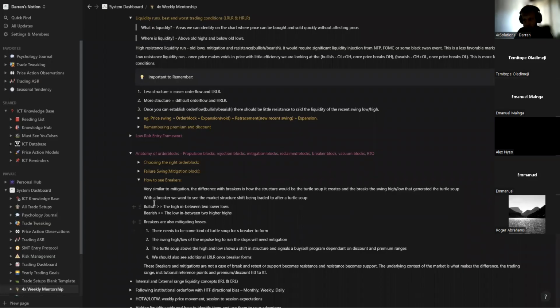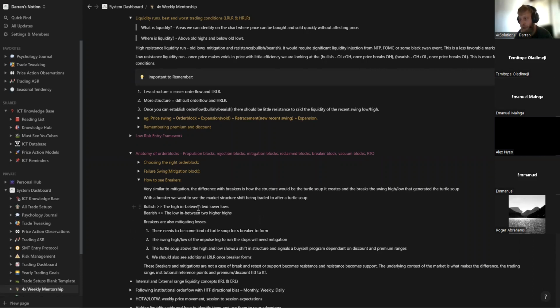So with a breaker, we want to see the market structure shift being traded into after a turtle soup. Like we said about that swing, that's that market structure shift that we spoke of. If it's bullish, the high in between two lower lows. If it's bearish, the low in between two higher highs. Hopefully that resonates with you.